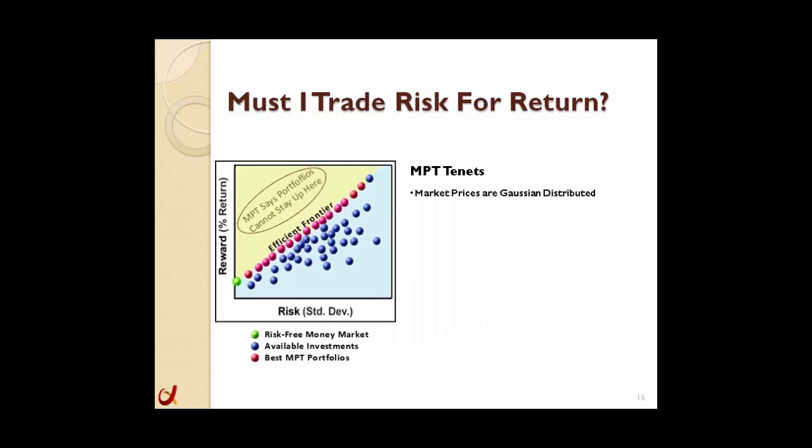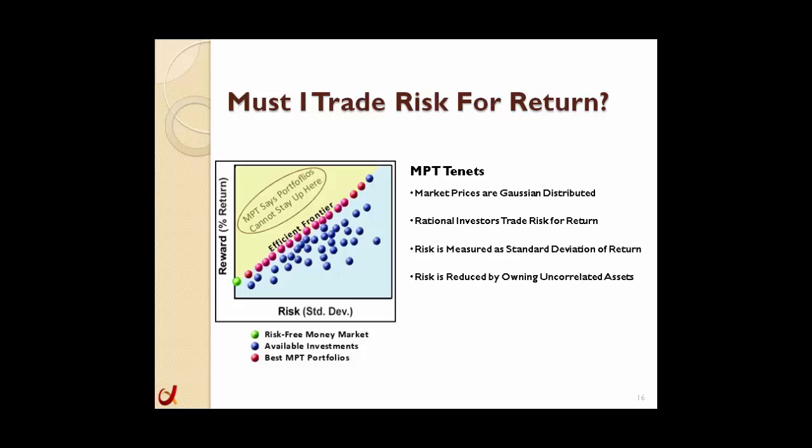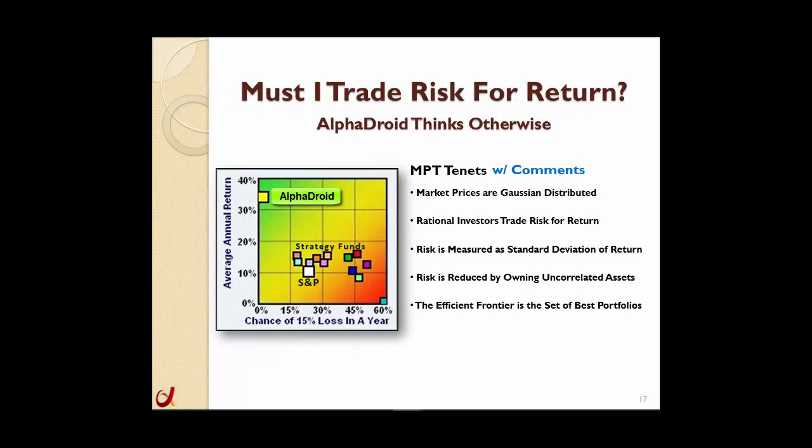According to MPT tenets, market prices are Gaussian distributed, rational investors trade risk for return, risk is measured as standard deviation of return, risk is reduced by owning uncorrelated assets, and the efficient frontier is the set of best portfolios. But AlphaDroid thinks otherwise. On this risk-return chart of an operating strategy, it is the additional use of trend-following algorithms that enable AlphaDroid to live comfortably in the forbidden corner.